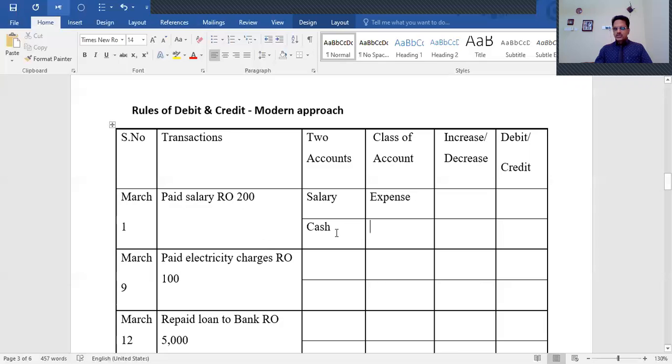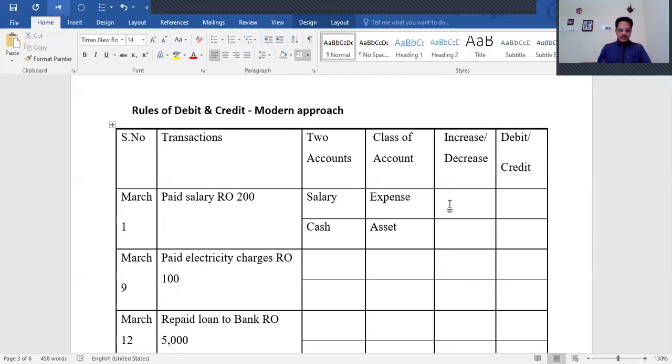Just like cash is also a current asset, but for cash you can just write asset here, because whether it is a current asset or fixed asset, non-current or tangible or intangible, whatever the asset may be, its rule is the same. For all assets, same rule. So there is no need to specify here which asset, but you have to understand that. So now you have to understand increase or decrease.